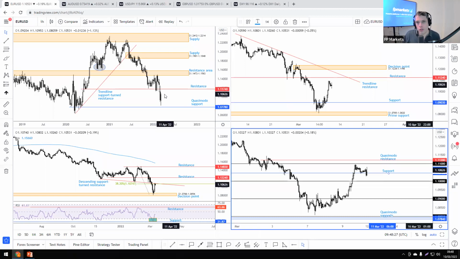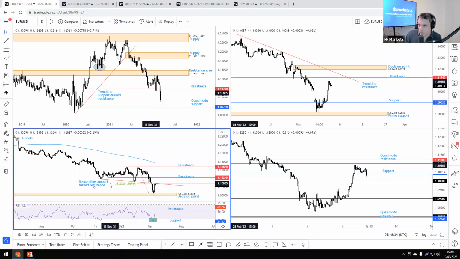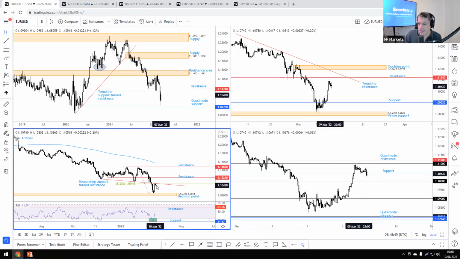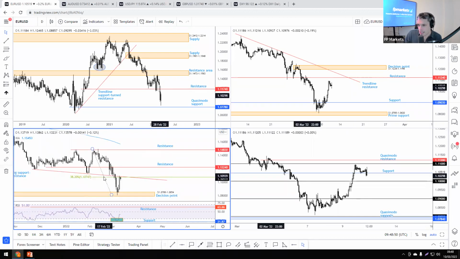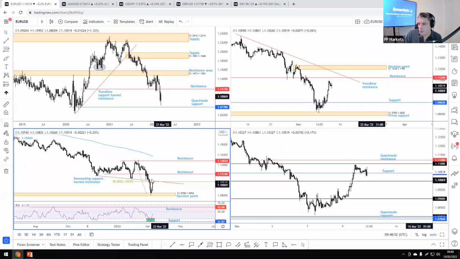And any pullback on the bigger picture would be considered a sell on rally scenario. Now, with that being said, on the daily time frame, we do have a descending support turned resistance and a 38.2% Fibonacci retracement at 1075, which welcomed price in yesterday. As you can see, we do have some selling interest at this point here, but would I bet my house on this? No, for sure, because I do not consider this strong resistance, to be honest. I would much prefer this resistance up at this point here at 1224.